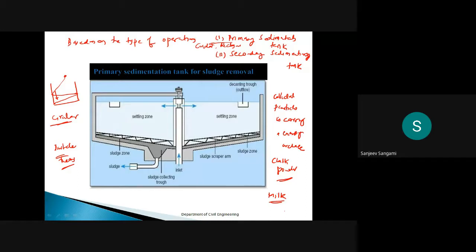So when you add any external agent to water containing colloidal solids, these colloidal solids contain positive and negative charges. These charges have to be neutralized. So how are we going to neutralize them? One way is by adding chemicals or coagulants. And one more way is by bombarding each other.